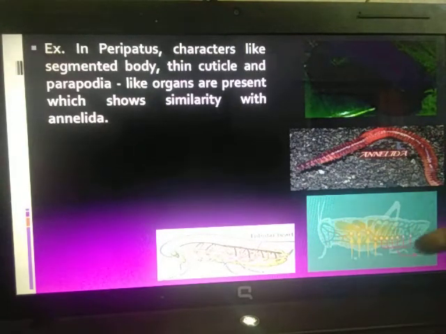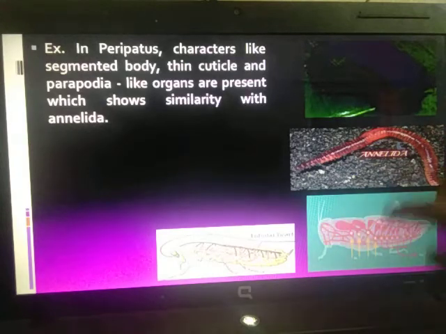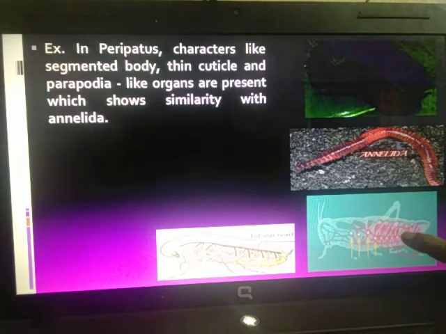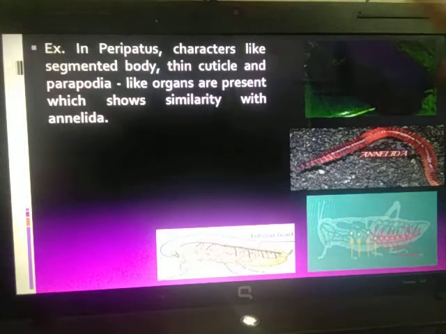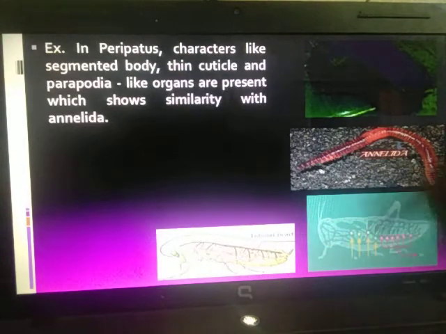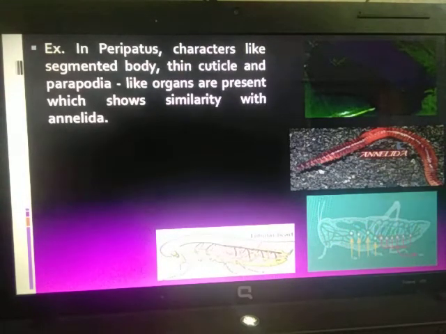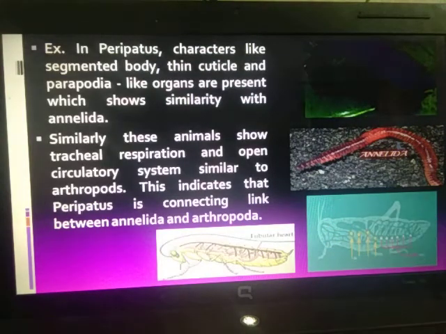Now what are arthropods? Arthropods are all insects. Arthros meaning jointed appendages. Arthropoda, poda means legs. So they have jointed legs here. So that's why they are called as arthropods. All the insects in this world are belonging to arthropod. So their open circulatory system and the tracheal respiration is present in the case of peripatus, and therefore it is also showing similarity with the arthropoda.